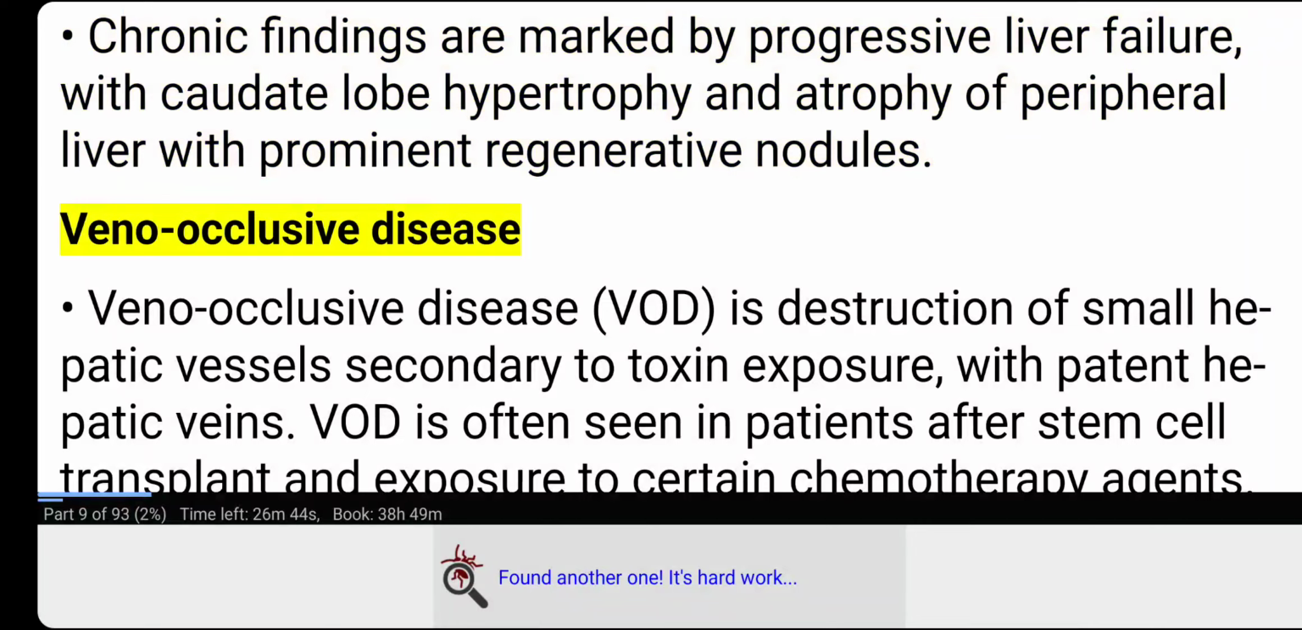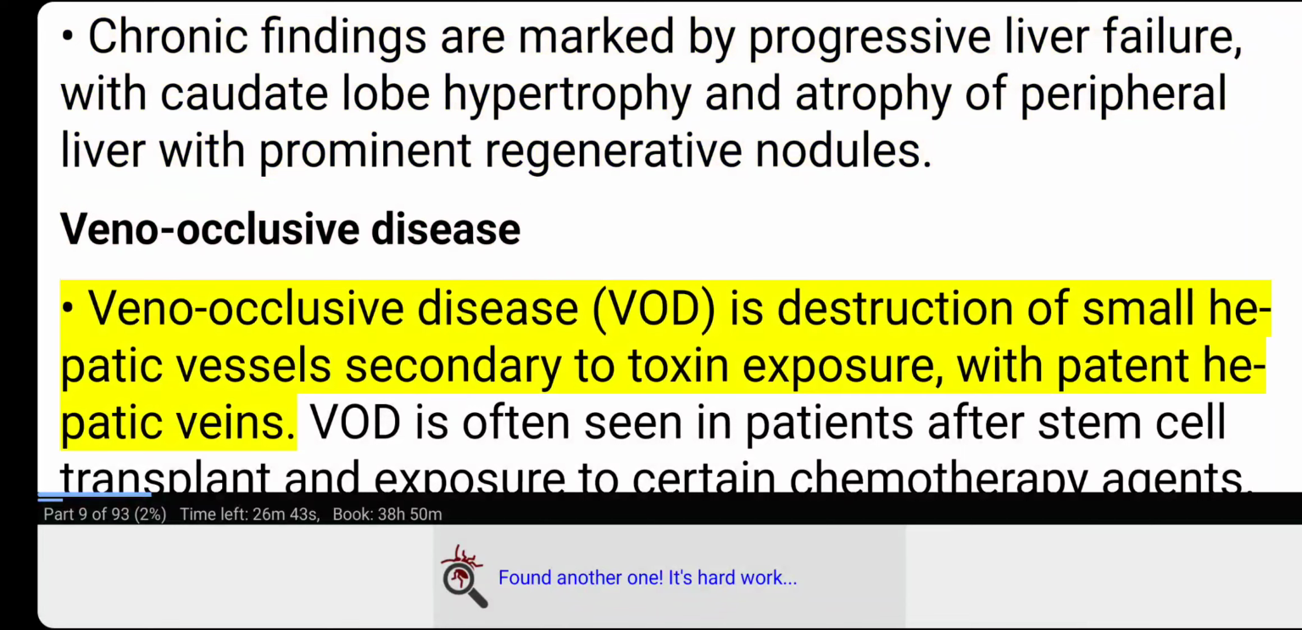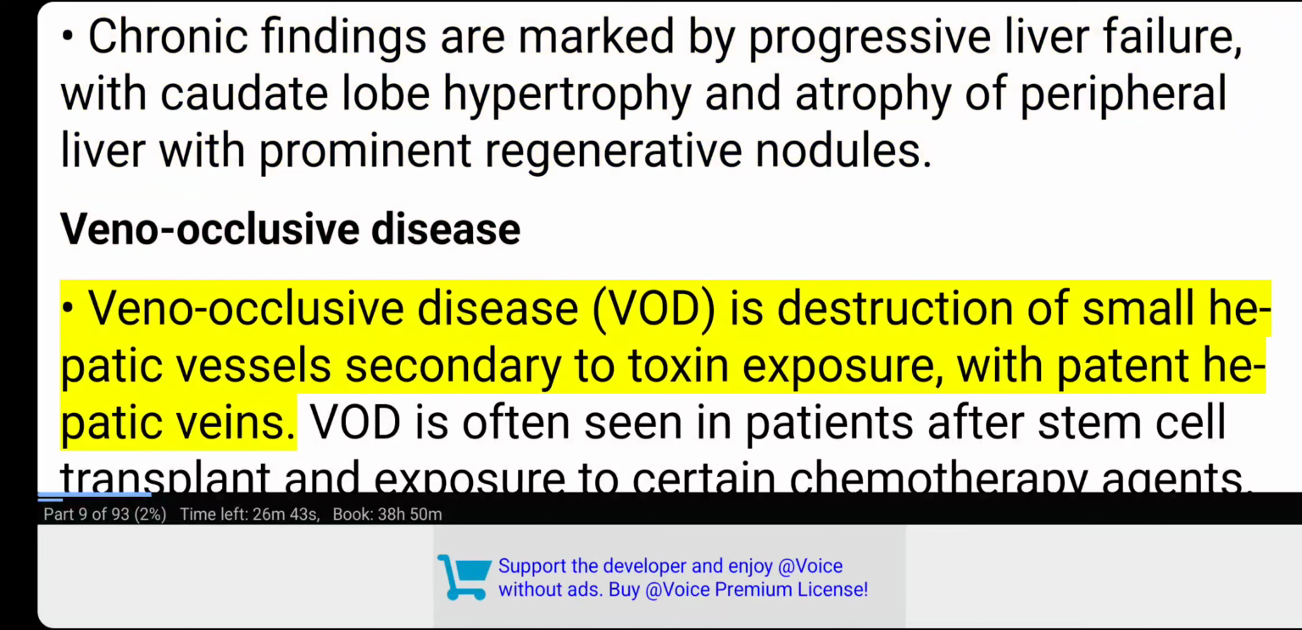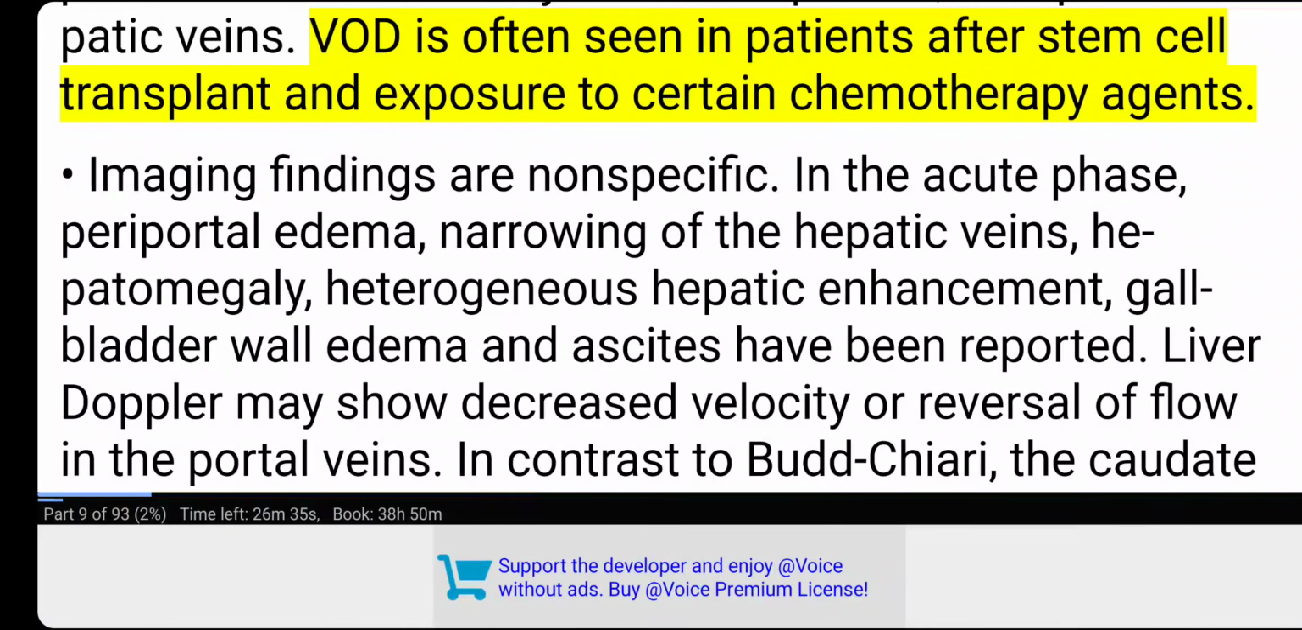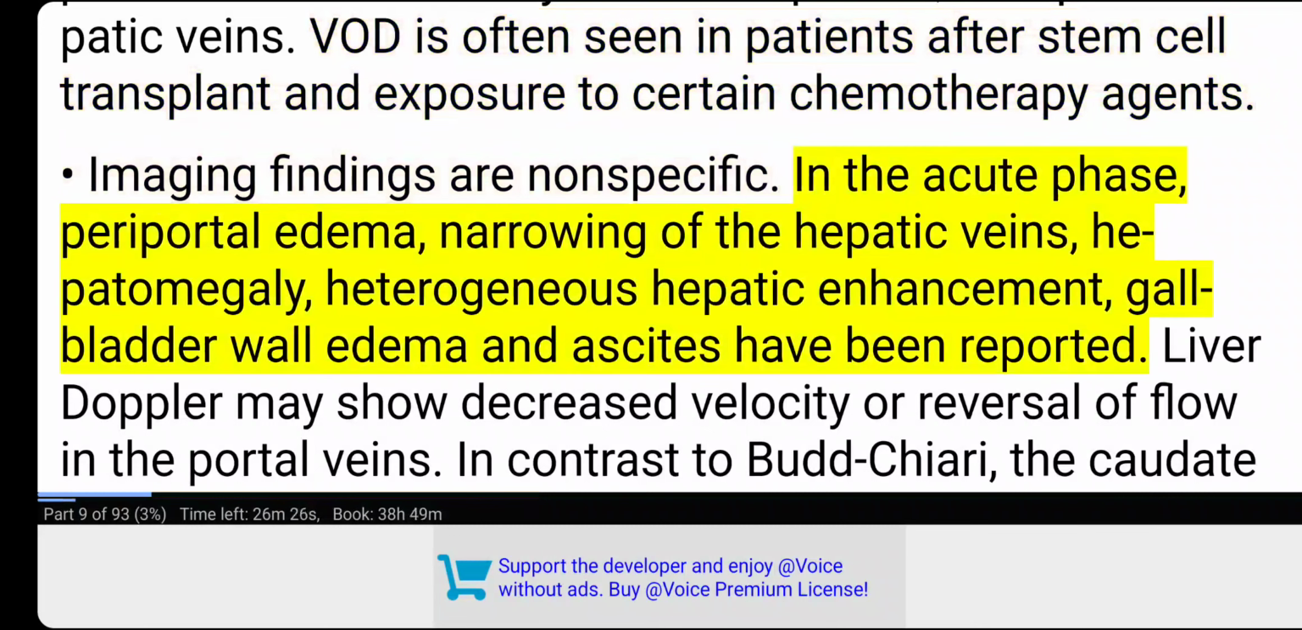Veno-occlusive disease. Veno-occlusive disease (VOD) is destruction of small hepatic vessels secondary to toxin exposure, with patent hepatic veins. VOD is often seen in patients after stem cell transplant and exposure to certain chemotherapy agents. Imaging findings are nonspecific. In the acute phase, periportal edema, narrowing of the hepatic veins, hepatomegaly, heterogeneous hepatic enhancement, gallbladder wall edema and ascites have been reported.